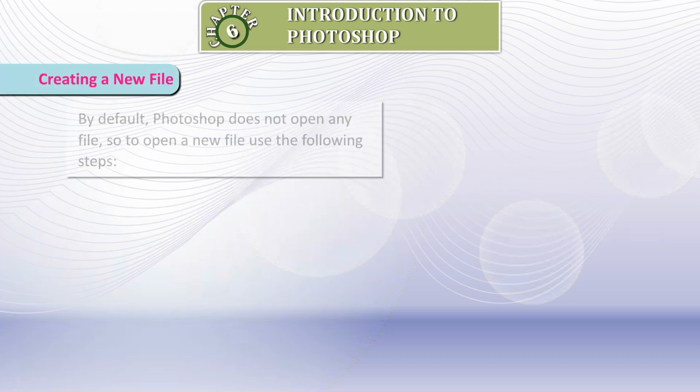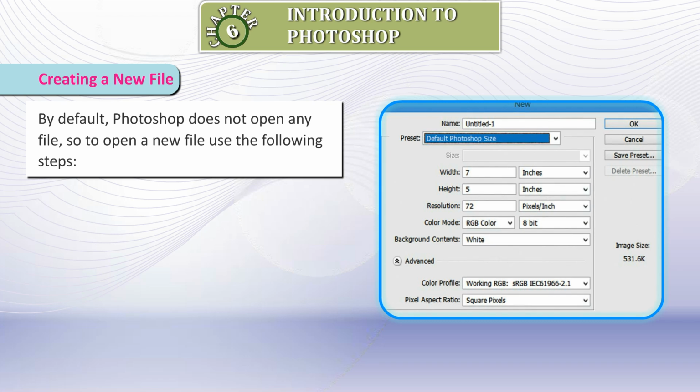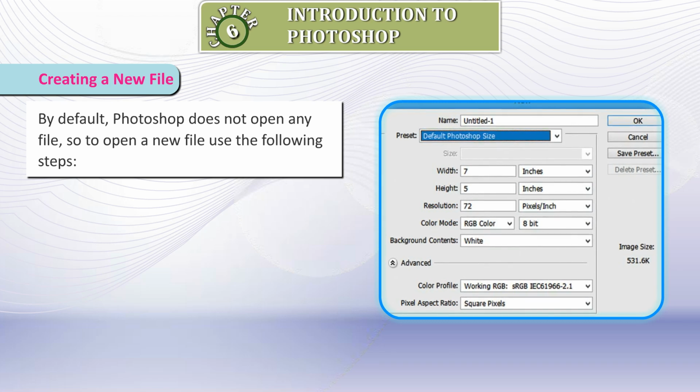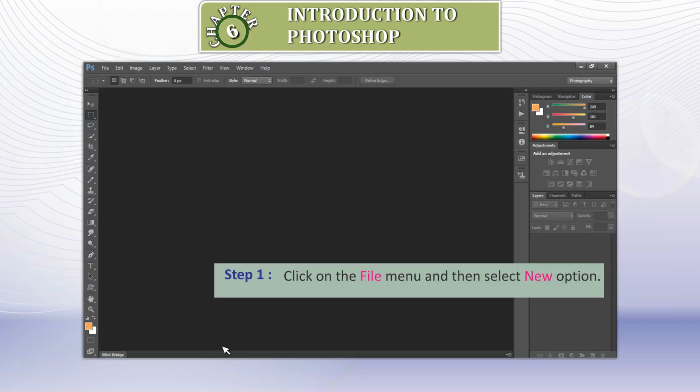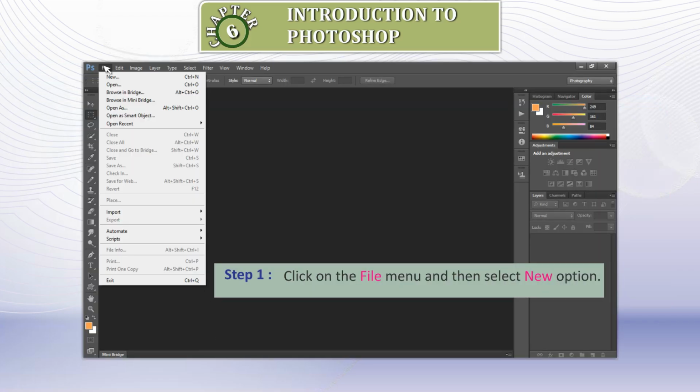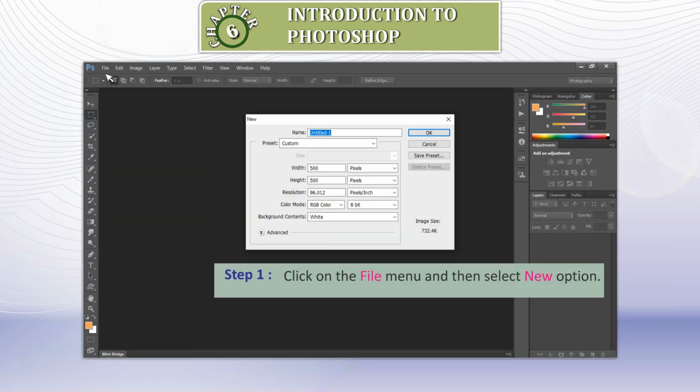Creating a new file. By default, Photoshop does not open any file. So to open a new file, use the following steps. Step 1. Click on the File menu and then select the New option. Step 2. A dialog box appears as shown.